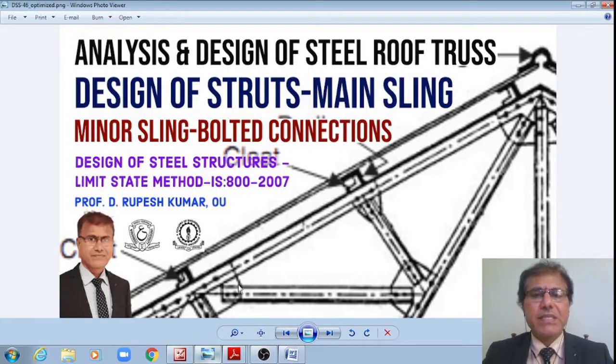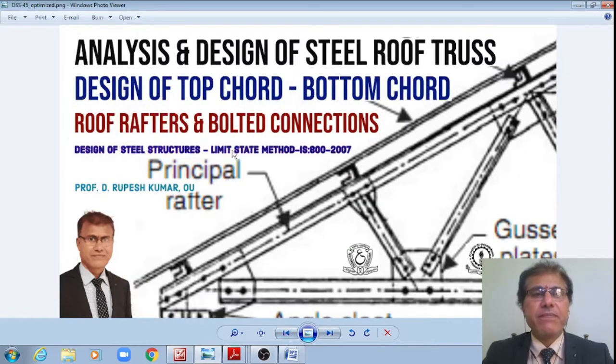We are discussing the analysis and design of roof trusses, wherein in today's class we shall see the designs of the struts, the main sling as well as the minor slings, as per the limit state method IS 800:2007. In the previous class we have seen the design of the top chord member, which is called the principal rafter or common rafter, and the bottom chord member, which is the principal tie, along with the bolted connections. I hope you enjoyed the discussions there.